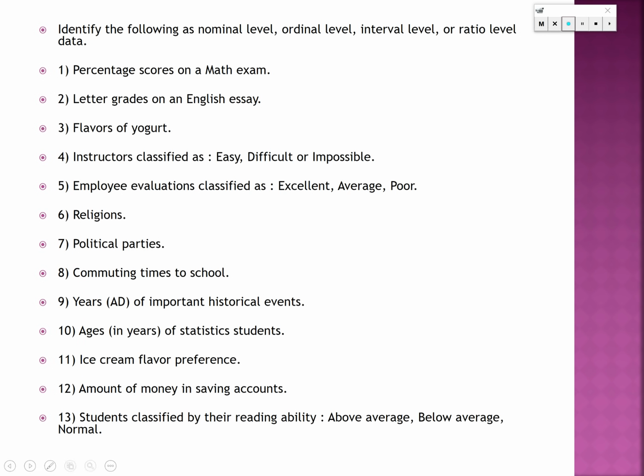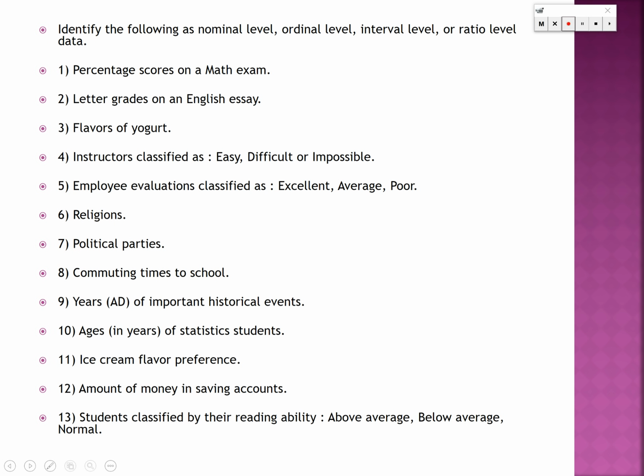Now I know there's 4 different levels. It can take some time and practice to wrap your head around all 4 with their characteristics. So let's take a pause here and try out 13 different examples. Take a pause here and see if you can determine which of the 4 levels of measurement each of these would be.